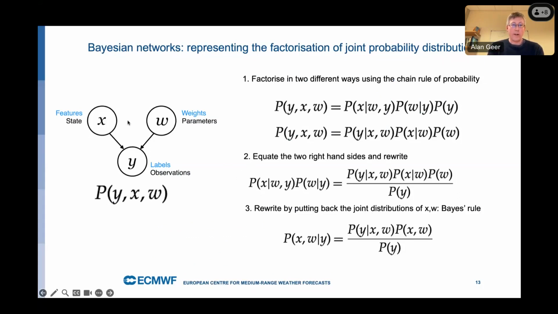And from that diagram, assuming x, w, and y are Bayesian probabilistic variables, you can get back to the Bayes rule for how you would update your knowledge of x and w given y, the observations, given the forward model, which in probabilistic terms here is the probability of y given x and w, and given the prior probability of x and w, the weights and the state.